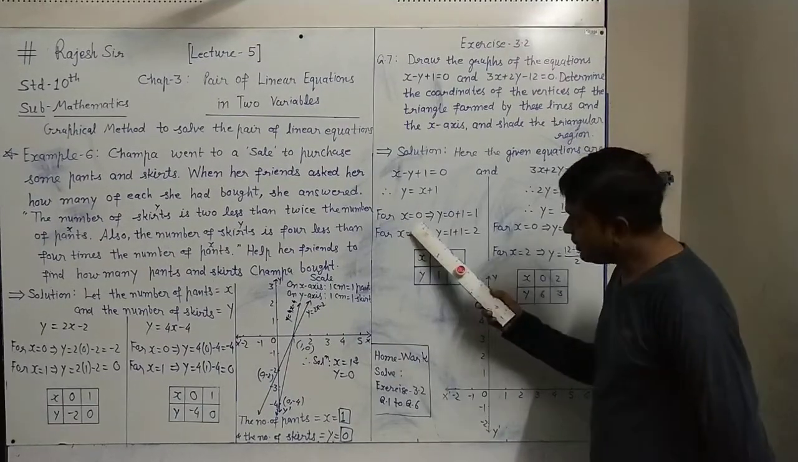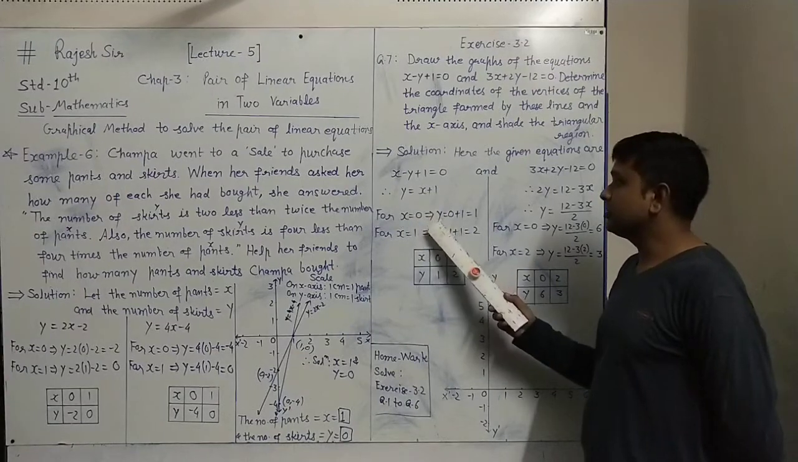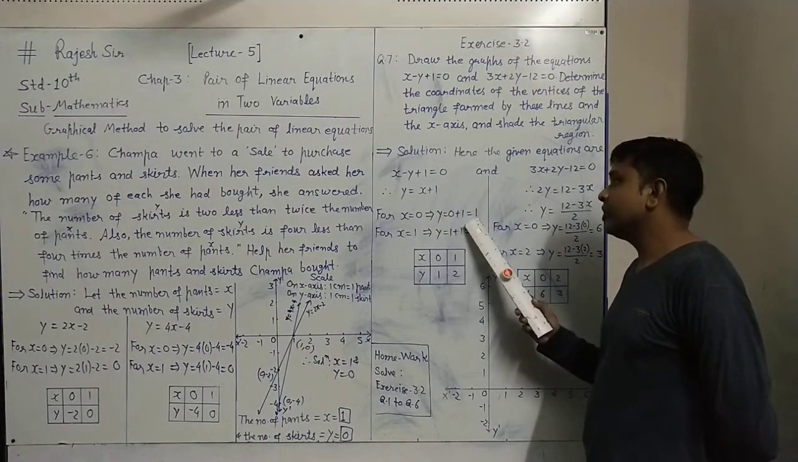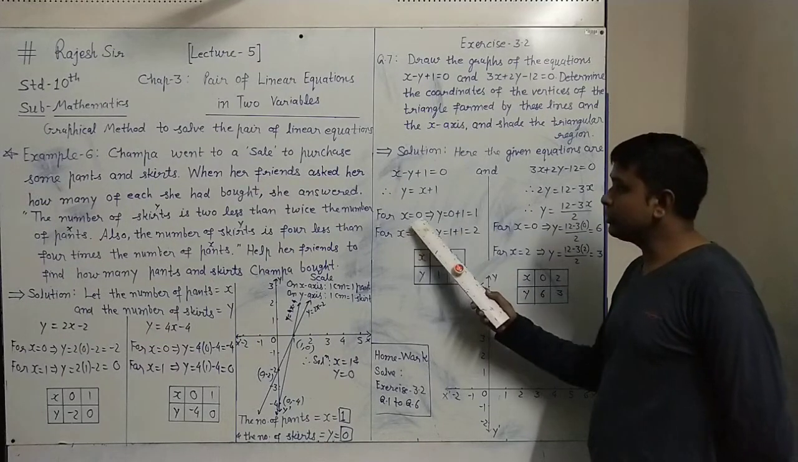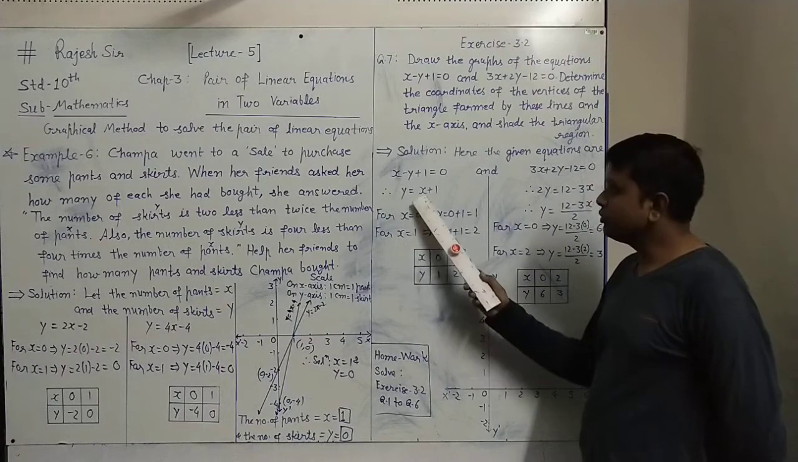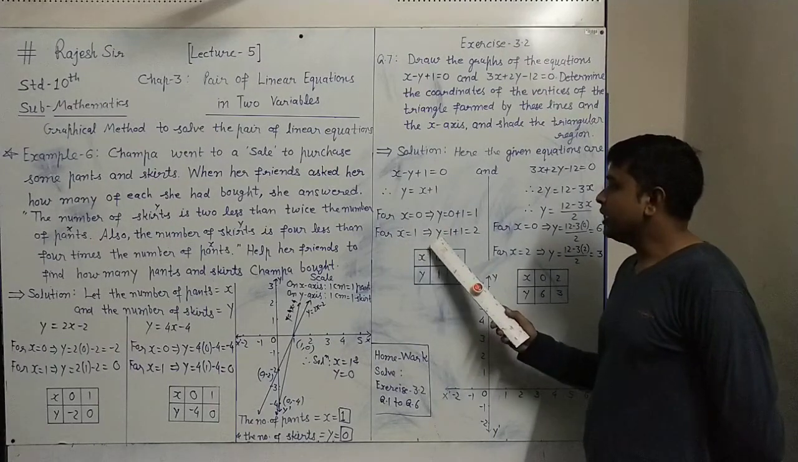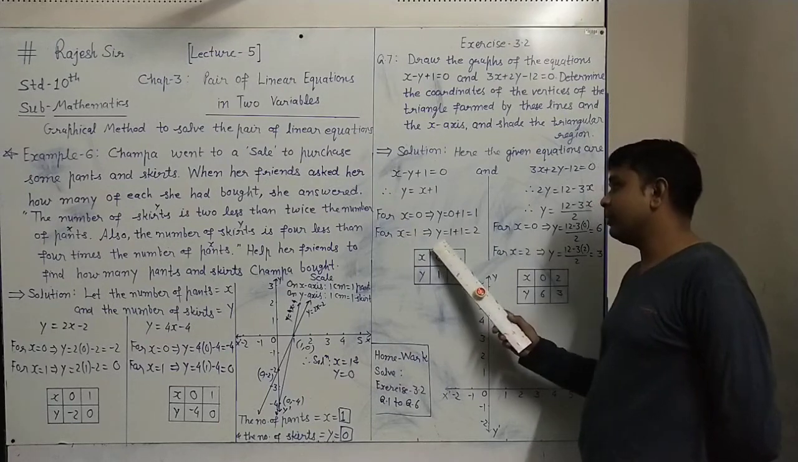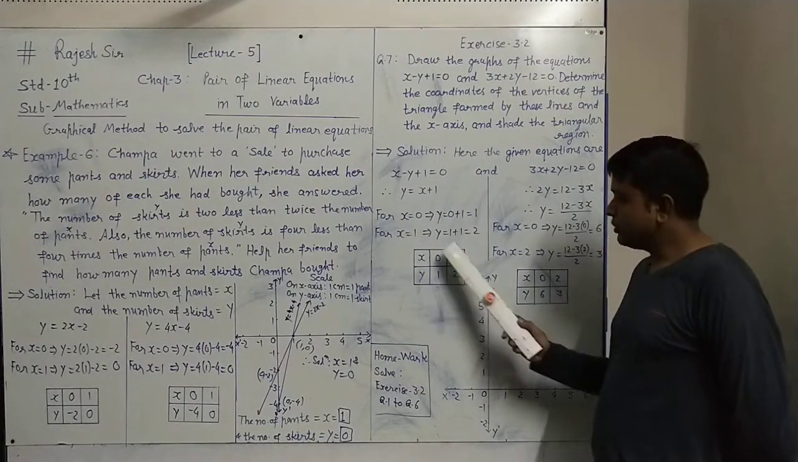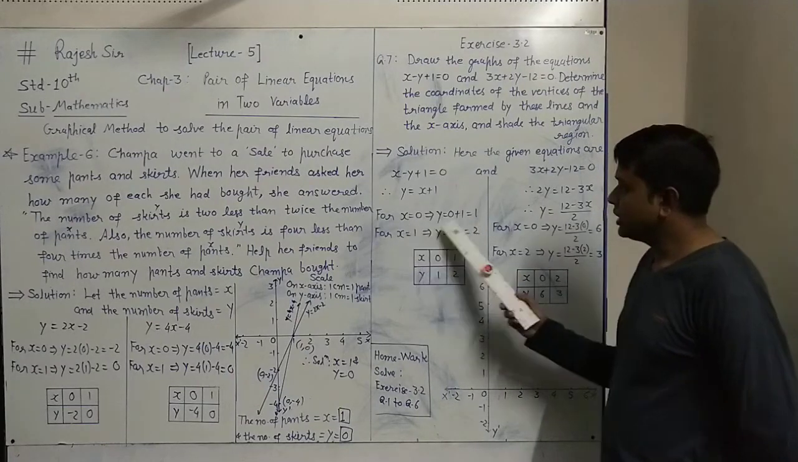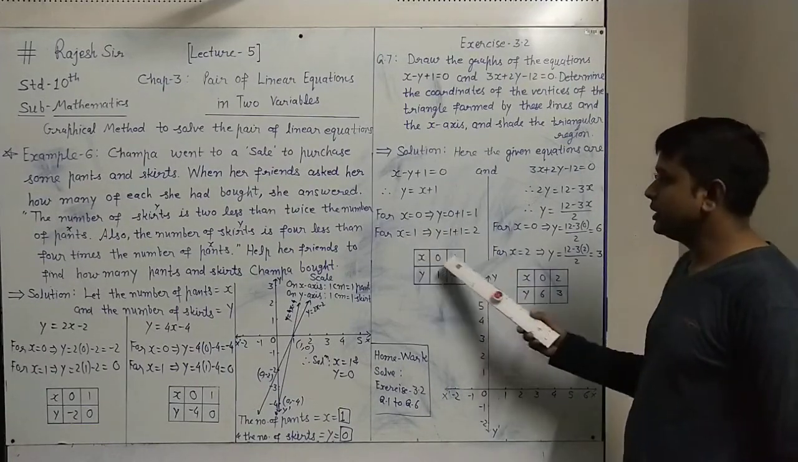So if I take x equal to 0 and place it in this, y equals 0 plus 1, which is 1. So when x equals 0, y equals 1. When x equals 1, y equals 1 plus 1, which is 2. So for x equals 1, the corresponding value of y is 2. This way the two solutions of this equation are x is 0 when y is 1, and x is 1 when y is 2.